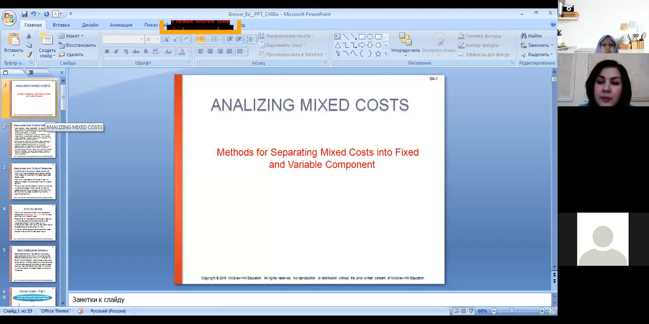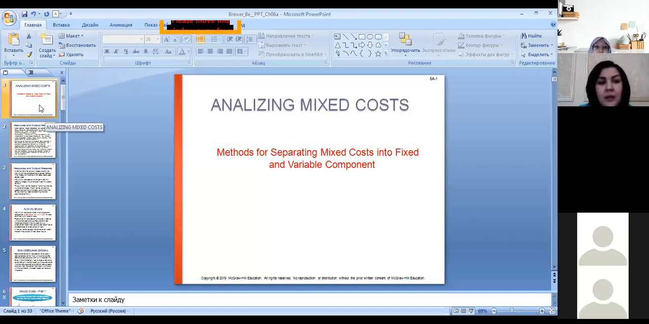And we have also analyzed manufacturing overhead costs. Who can tell me what are direct costs and indirect costs? It's just a revision of the previous session. Direct cost and indirect cost. What is a cost object?